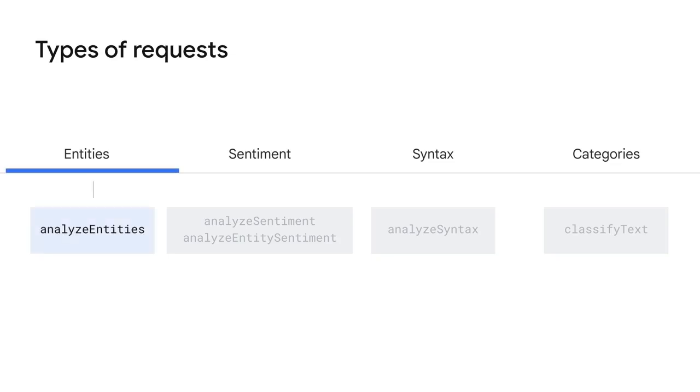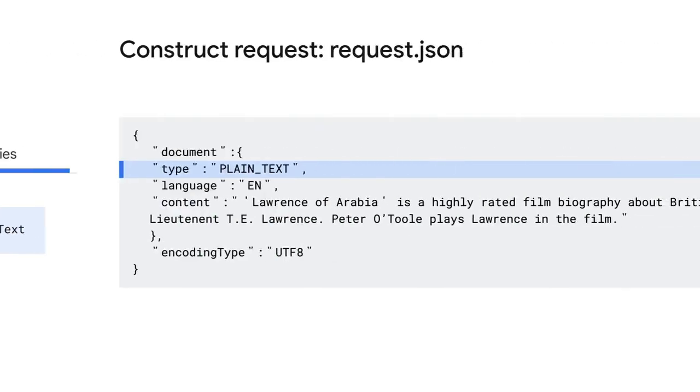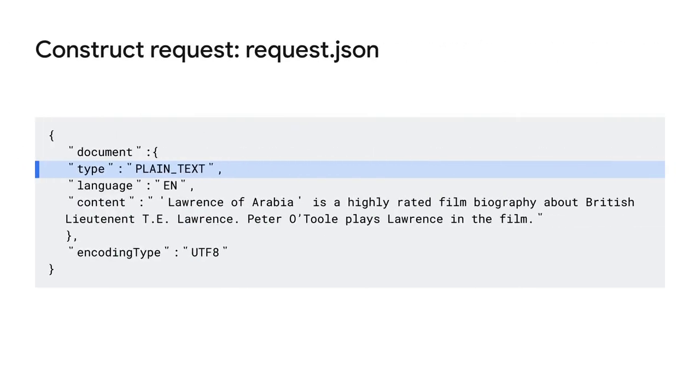For entity analysis, you can use the Analyze Entities method. The sentiment analysis is performed through the Analyze Sentiment method at the entire text level, and Analyze Entity Sentiment at the individual entity and subject level. The syntactic analysis is performed with the Analyze Syntax method, and the content classification is performed by using the Classify Text method. Now, how do you construct those requests?